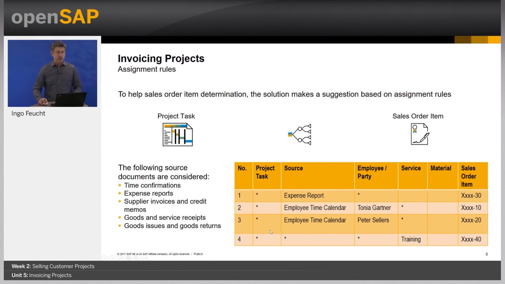What is also important is the sequence, which you see here on the left. The system really works by the sequence, and for example, if Tonya Gardner would record training effort, it would still be the item 10 because she has the higher sequence. If you want to make sure that training is always ending on 40, you would just move it up in the sequence and then it would be considered properly.